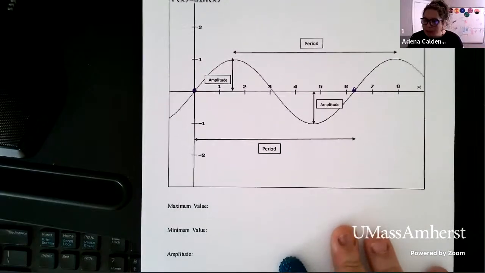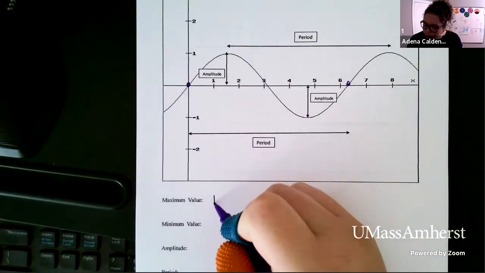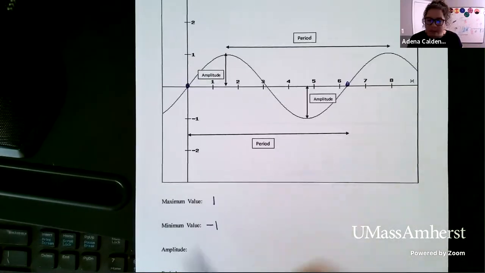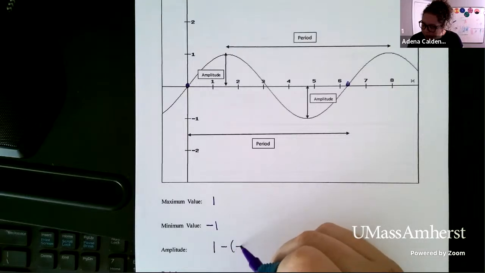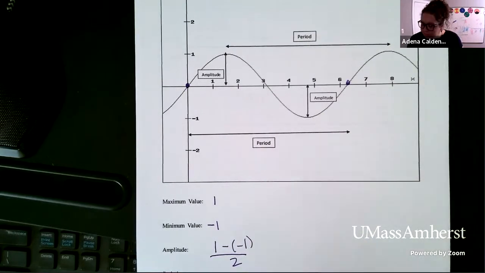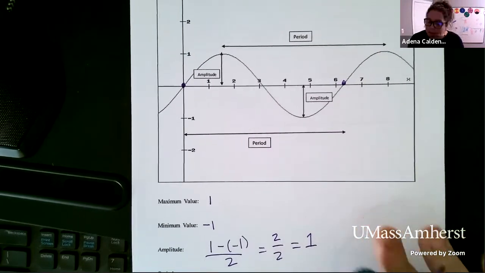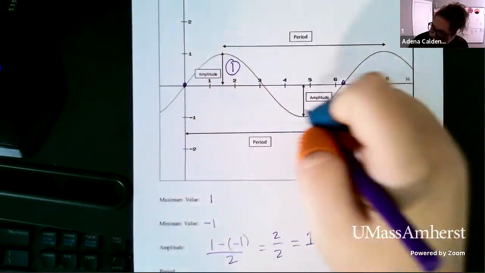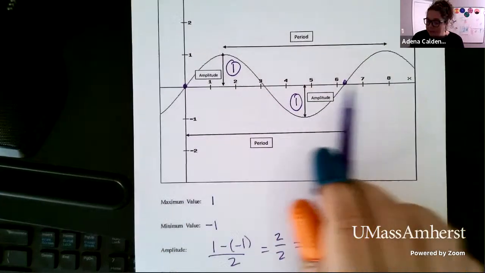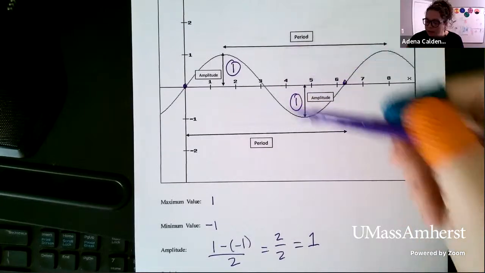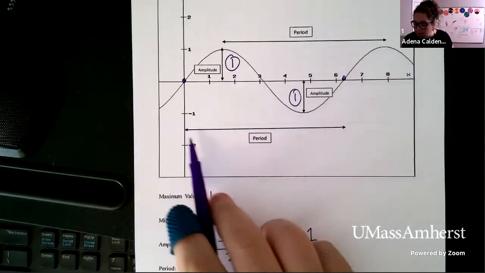Okay, so let's look at the amplitude and the period of sine. So the maximum value of sine we know is 1. The minimum value is -1. So sine varies between 1 and -1. So my amplitude, 1 minus -1 divided by 2, is 2 divided by 2, which is 1. So the amplitude of sine is 1. And again, that's how much we vary from the midline. The midline here happens to be the 0 line. So we go up by 1 unit to get to the maximum and down by 1 unit to get to the minimum.